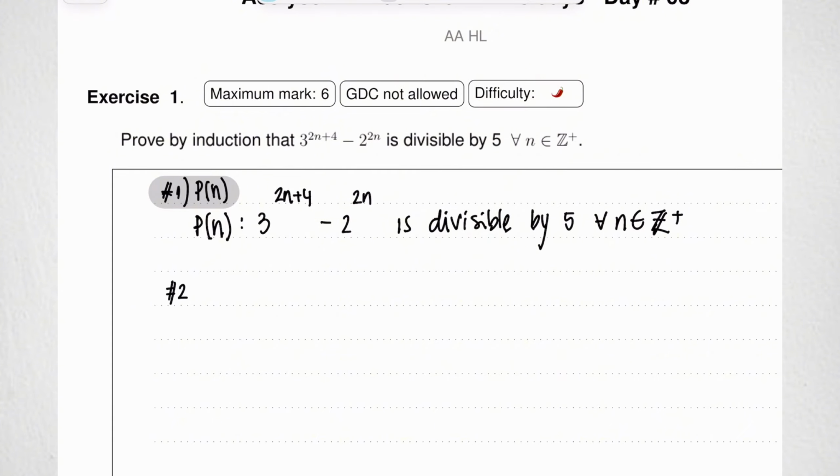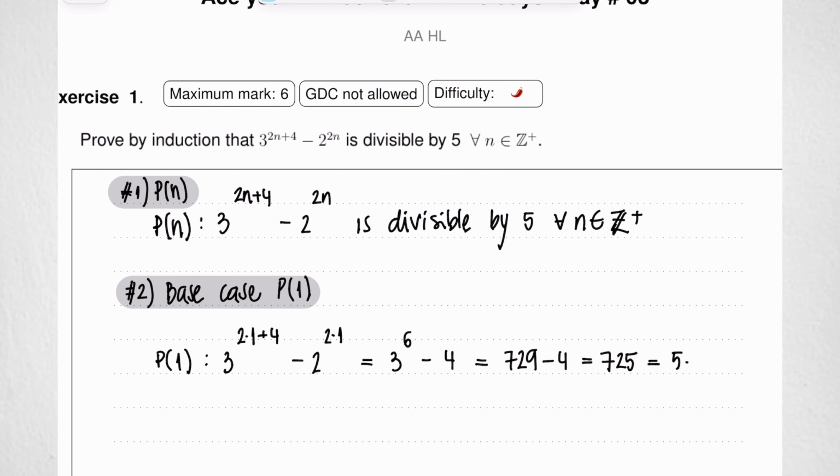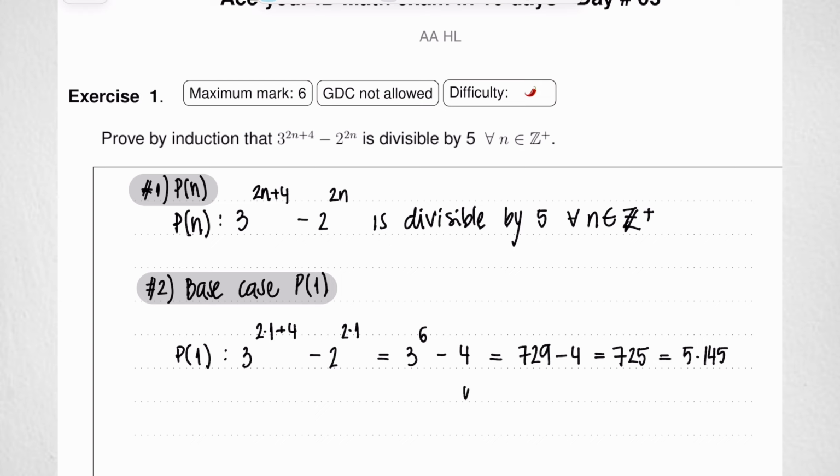Now step number 2, that's the base case, which, given that we're talking about positive integers, starts at 1, therefore we're going to replace n by 1 to prove the base case. So we have 3 to the 2 times 1 plus 4 minus 2 to the 2 times 1, which is 3 to the 6th minus 4, so 729 minus 4, 725. Which is a multiple of 5 or divisible by 5. It can be written as 5 times 145. And it's important to restate which is divisible by 5. Therefore, the base case holds. Don't forget to write this.